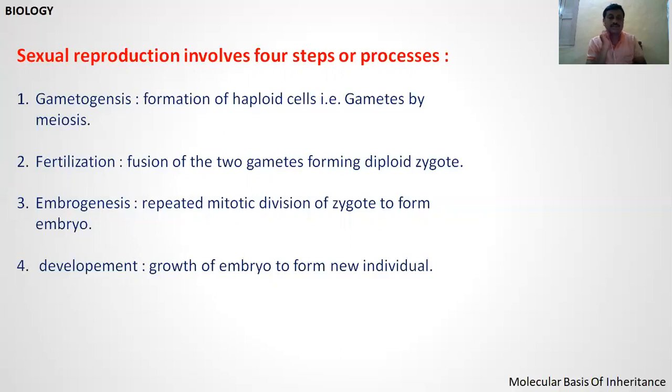Second step. The fusion of two gametes forming the diploid zygote. This process is called fertilization. Fusion of the gametes: the male gamete fuses with the female gamete. Both gametes are haploid, and they produce the diploid zygote. This process is called fertilization.